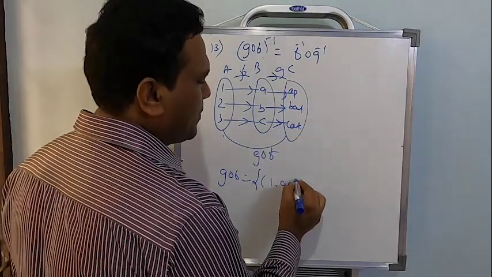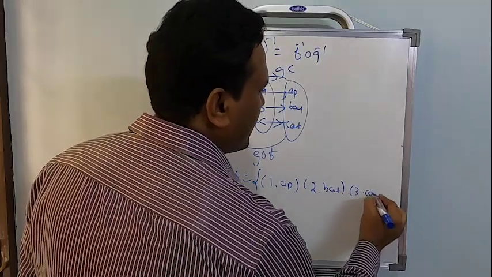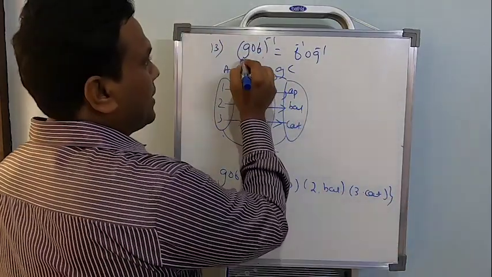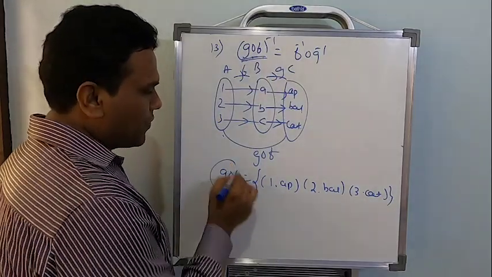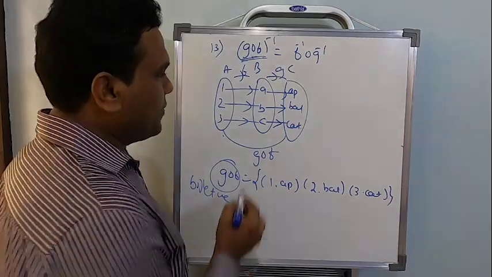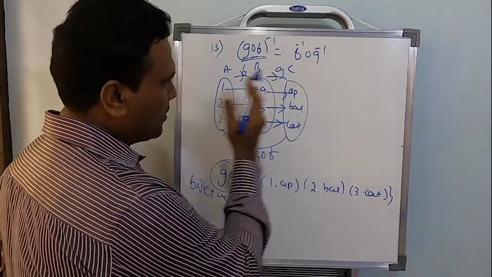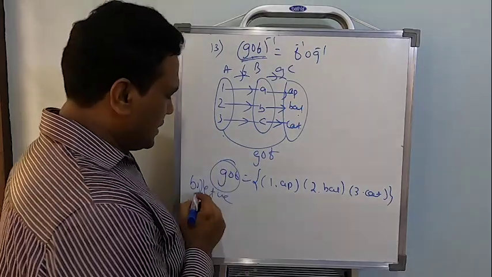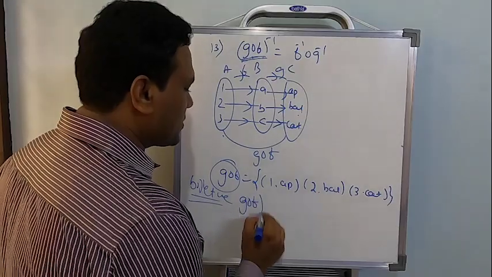So 1 comma apple, 2 comma ball, and the next one 3 comma cat. If I want to check this g of f the whole inverse, first check whether g of f is bijective. Of course bijective. Different element, different images, bijective. Every element from here having 3 images, onto, therefore g of f is bijective. How to write the inverse of this?